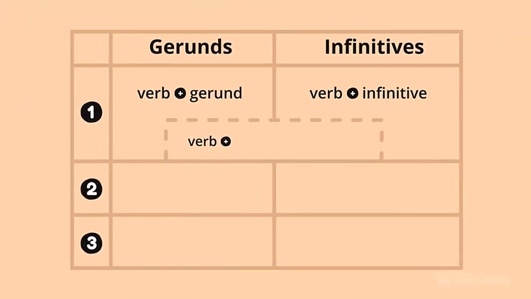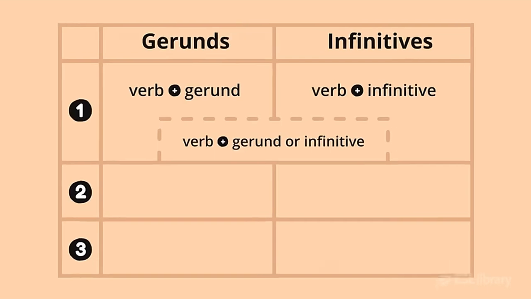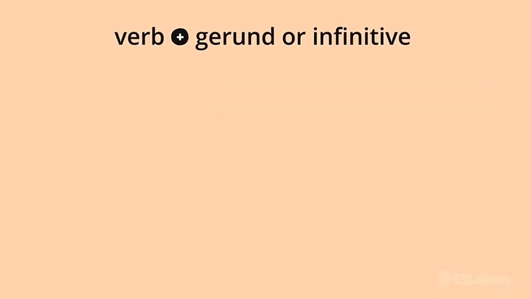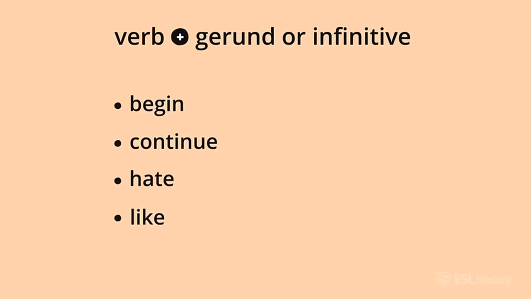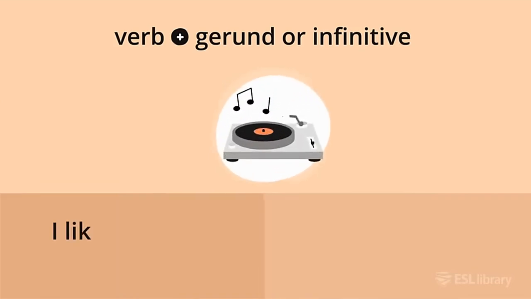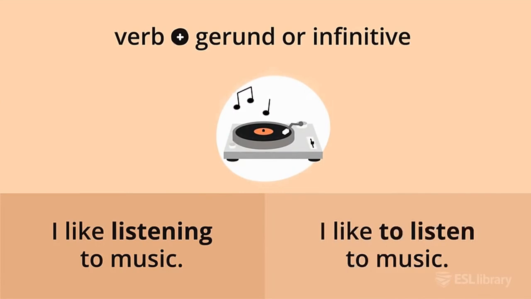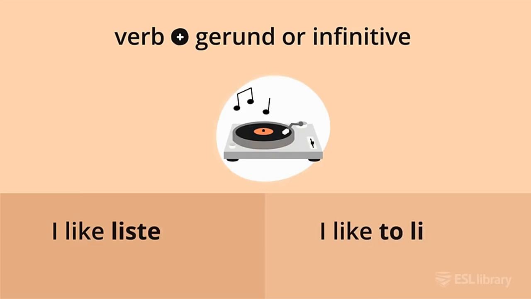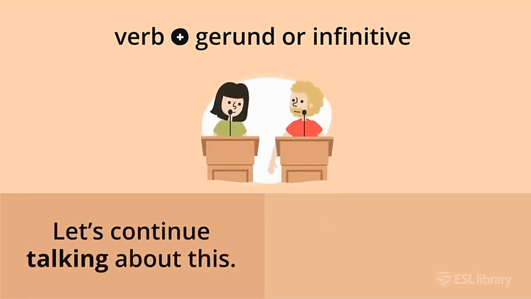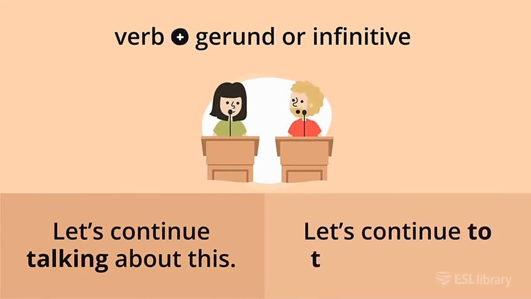There are a few verbs that can be followed by either a gerund or an infinitive with no difference in meaning. Common verbs followed by a gerund or infinitive are begin, continue, hate, like, love, prefer, and start. For example, I like listening to music, or I like to listen to music. Let's continue talking about this, or let's continue to talk about this.